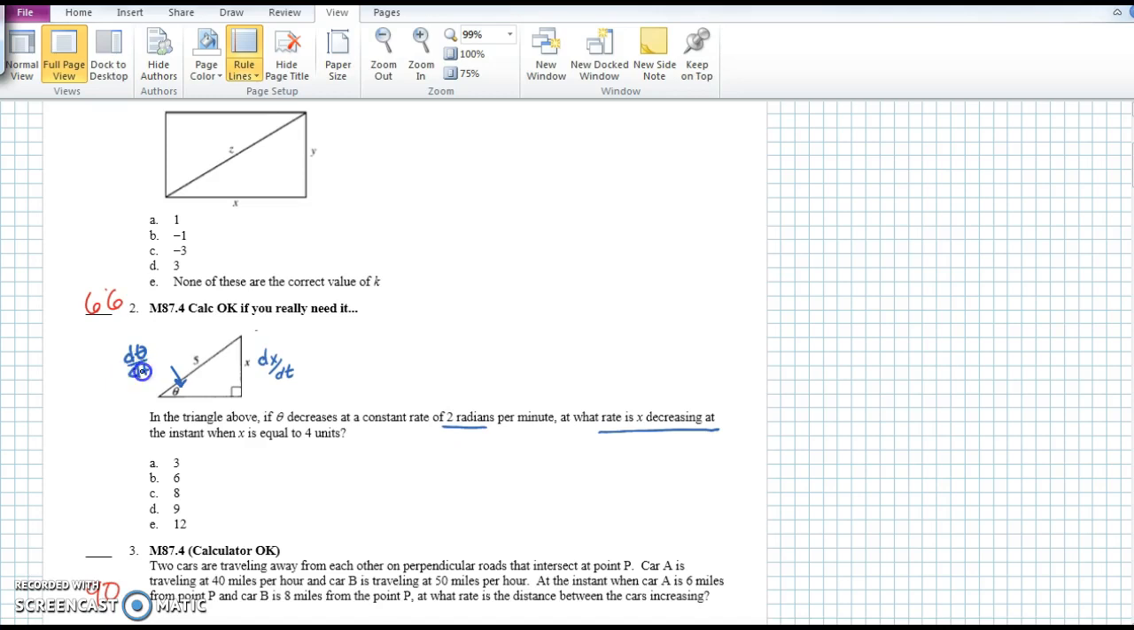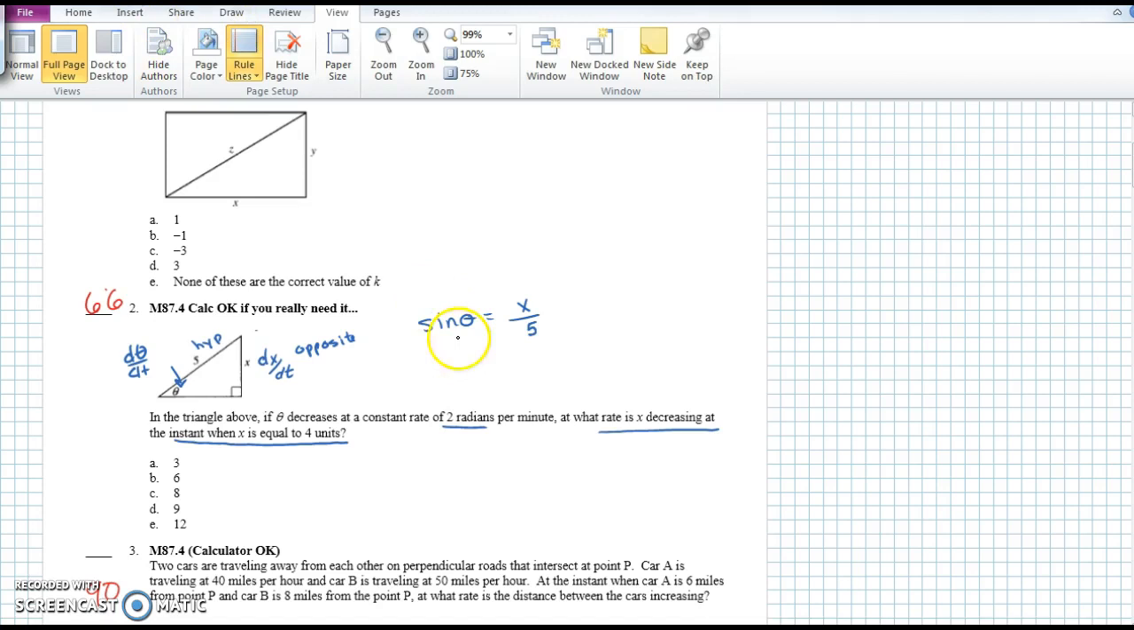So that means I need something that is relating the opposite side of a triangle with the angle and the hypotenuse, and the hypotenuse is always 5 because it's labeled as a number and not set in an instant. Whereas the instant when x equals 4 means eventually we'll be able to plug 4 in for x, but not right away because it's not always 4 units. So sine of theta relates opposite over hypotenuse. The opposite is x, and the hypotenuse is always 5, so we'll make that a constant.